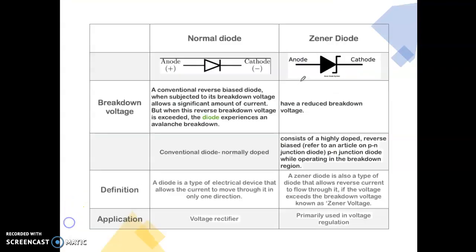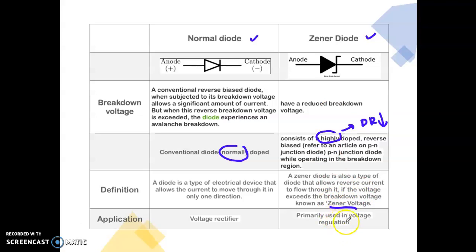Okay, as a summary, how do we compare the normal diode and the Zener diode? Avalanche happens in the normal diode. The Zener diode has Zener breakdown, so it consists of highly doped material, while the normal diode is normally doped. Highly doped material leads to a smaller depletion region, and it will have a reverse breakdown at a smaller voltage. That voltage we call the Zener voltage.